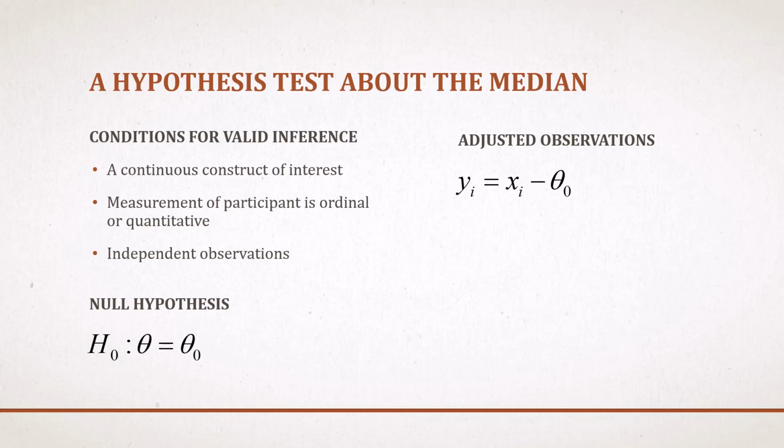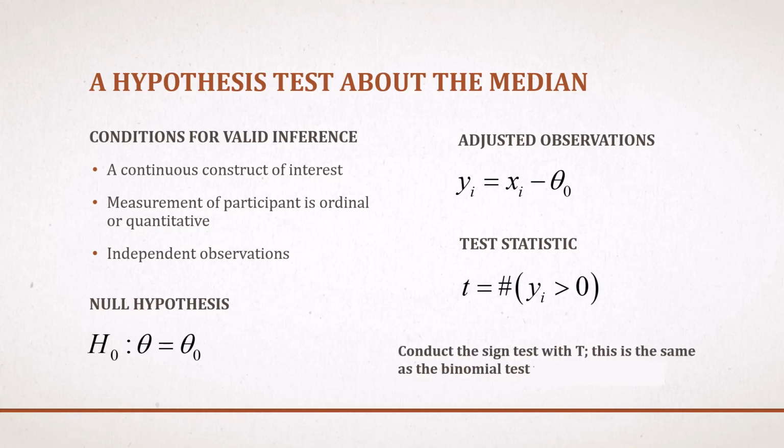Why do we do this? If our null hypothesis is true, and if we subtract the median from each value of x, then what we end up with is a distribution that is centered around a median of 0. This enables us to use the sign test because the test statistic will be the number of positive values. That is, the number of values in which our adjusted score, y sub i, is greater than 0. As with other times when we have used the sign test, this is the same as conducting a binomial test with the probability of a positive value being 0.50 under the null hypothesis.